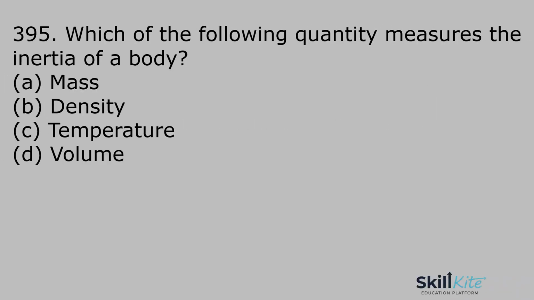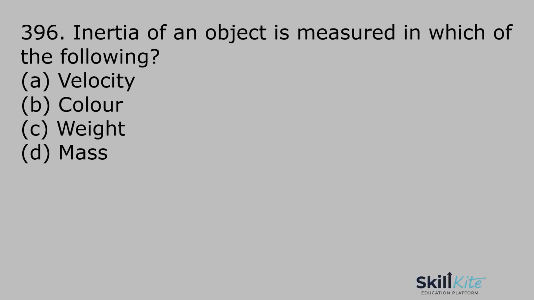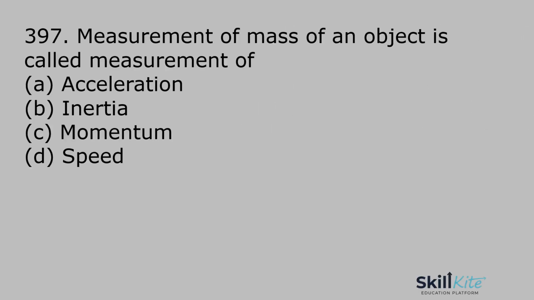Which of the following quantities measures the inertia of a body? That is option A, mass. Inertia is the quality of things due to which objects try to maintain the state of rest or state of motion. Due to inertia, the object resists change of its state. Mass measures the inertia of an object. Inertia of an object is measured in which of the following? That is mass. Measurement of the mass of an object is called measurement of inertia.